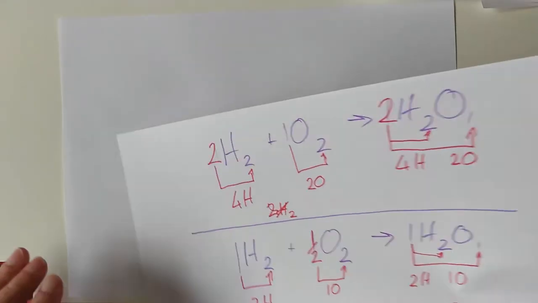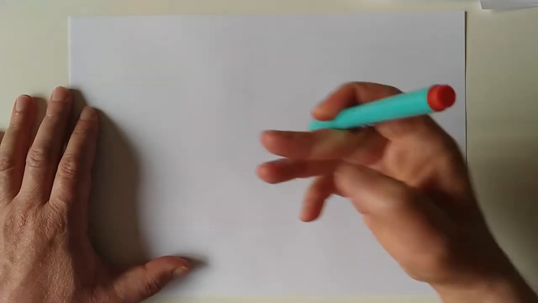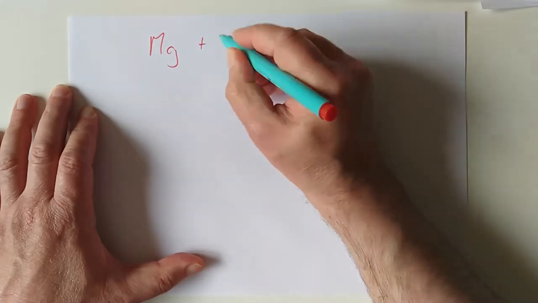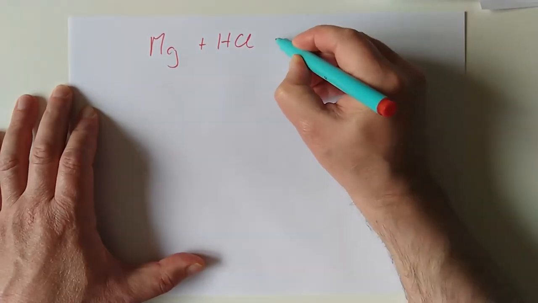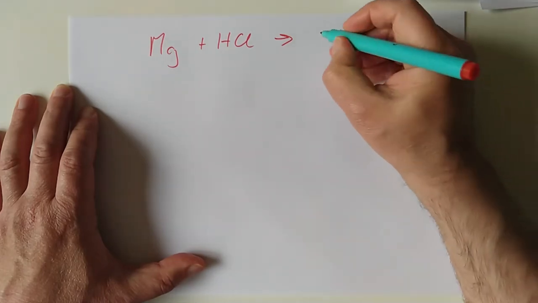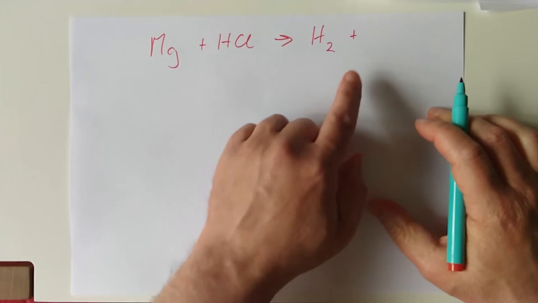I'm going to give you one last example involving metals this time. Let's do a balanced equation involving metals. Now, last time I showed you 3 different reactions with metals. Let's pick metal plus acid. Let's do magnesium plus hydrochloric acid. That would make, I said last time, hydrogen and magnesium chloride. Hydrogen. And let's do the correct formula for magnesium chloride.